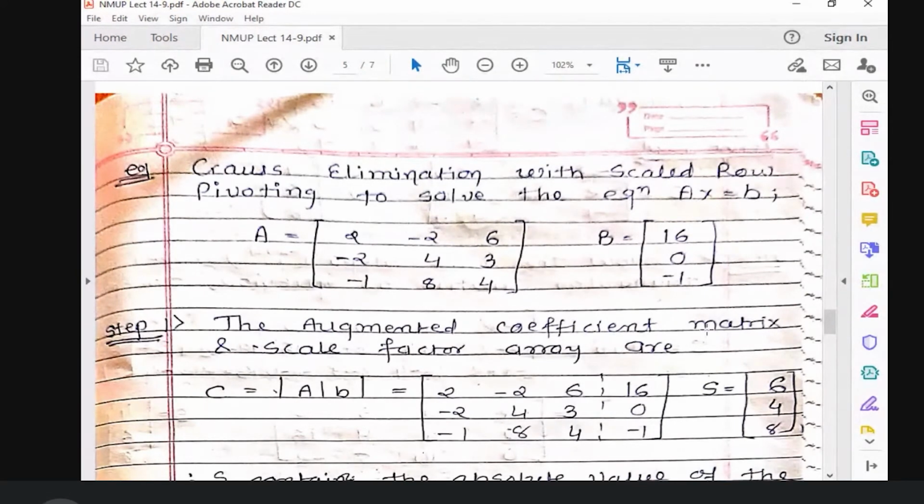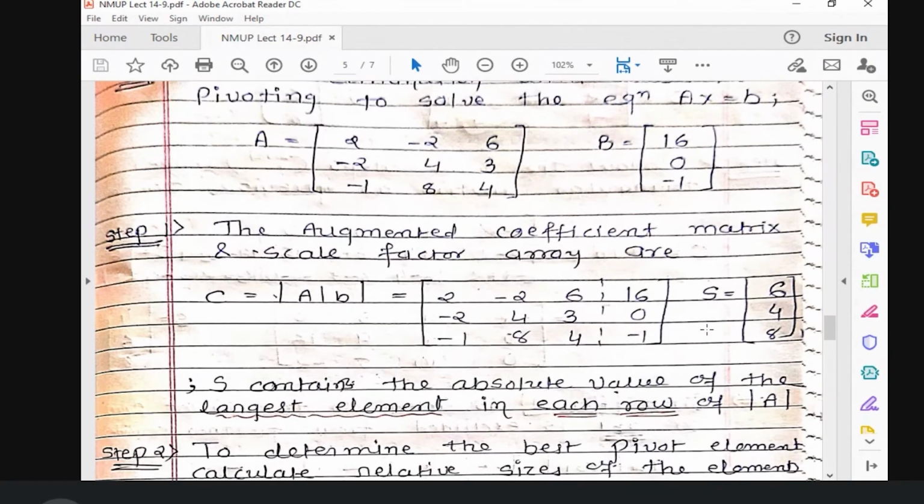But if this word is mentioned along with the question, then you have to use this scale row matrix S, right? And with the help of that, you have to just find out the unknown values. So how to do these things? First of all, just write down the augmented coefficient matrix, so A and B that we have combined.